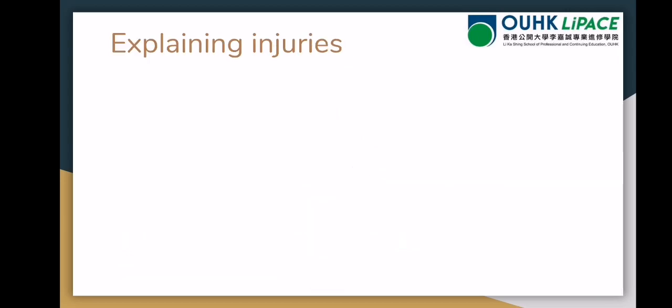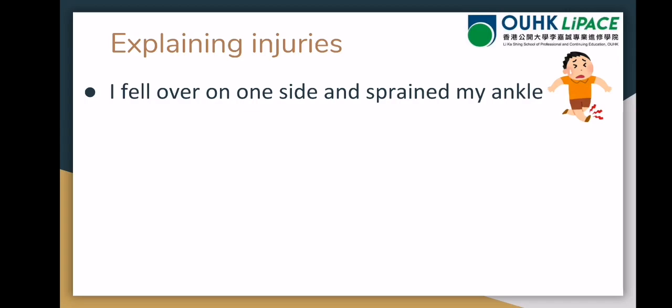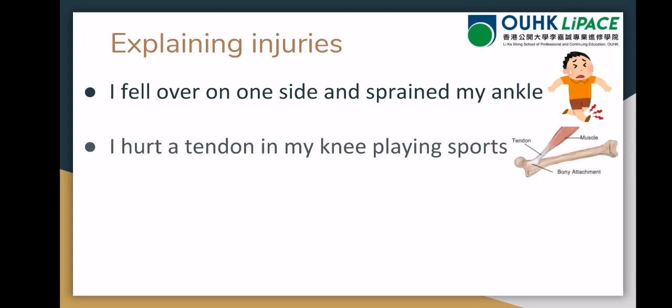And here are my examples of how to use these in real sentences. So this is the sprained ankle. You can give a scenario of how you did it to the doctor. I fell over on one side and sprained my ankle. I hurt a tendon in my knee playing sports.